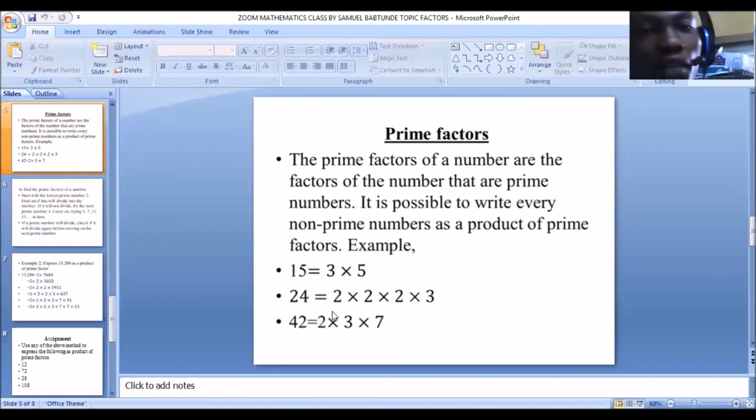Now when you look at this and you calculate it together, 2 times 2 will give us 4. 4 times 2 will give us 8. And 8 times 3 will give us 24. So we've expressed 24 as a product of its prime factors.